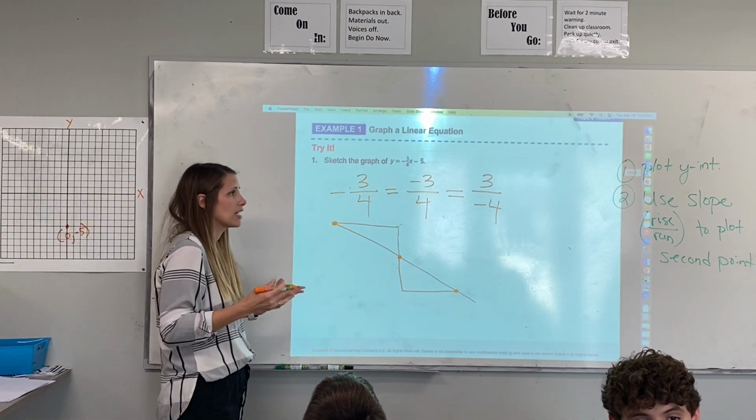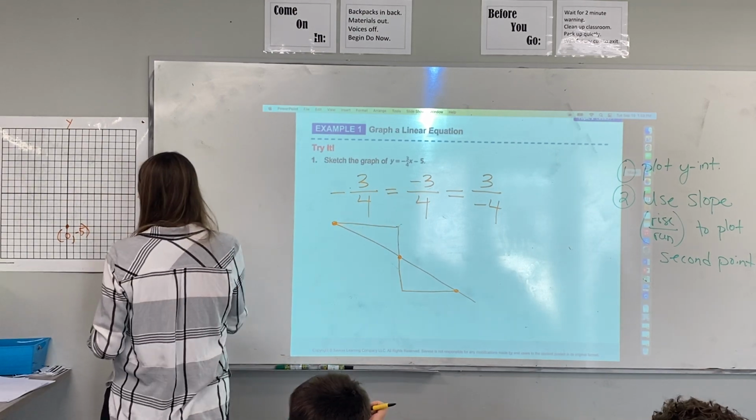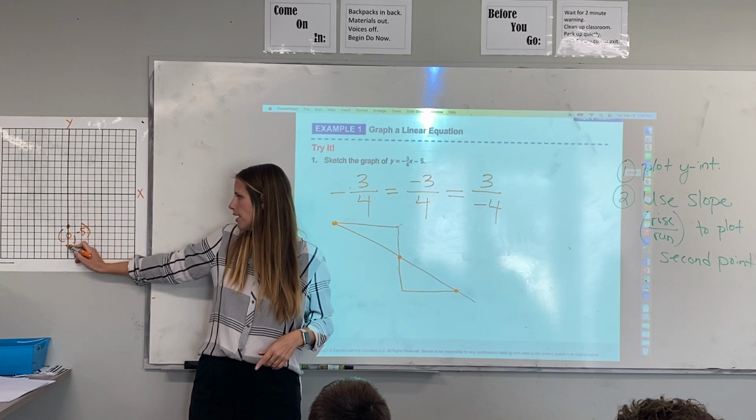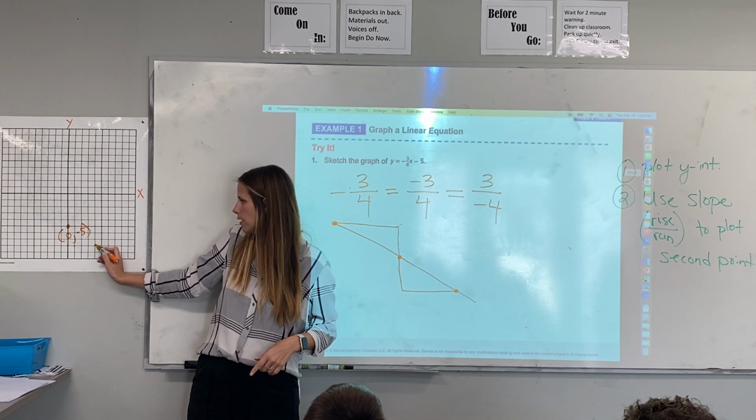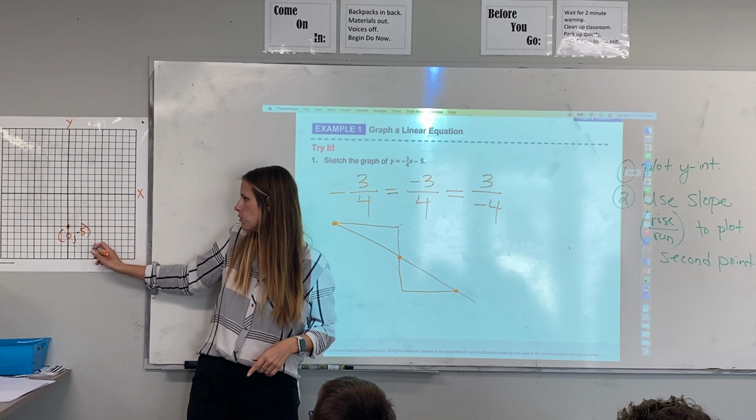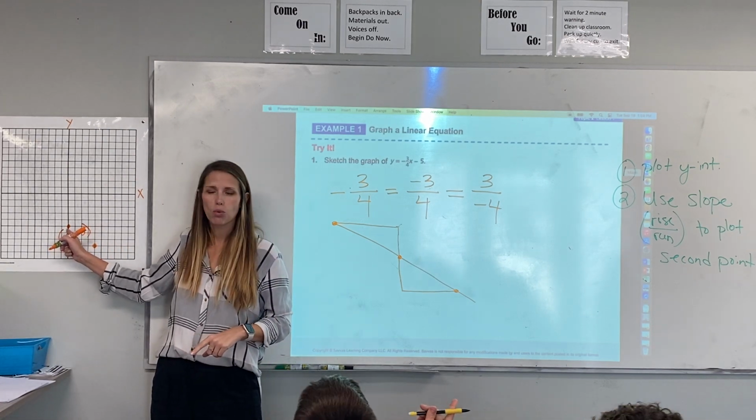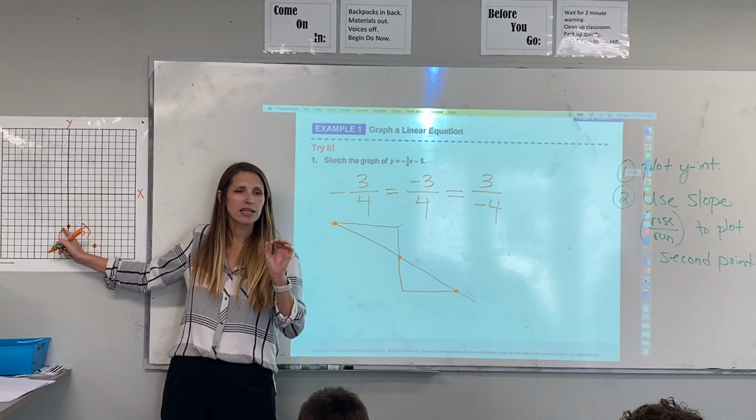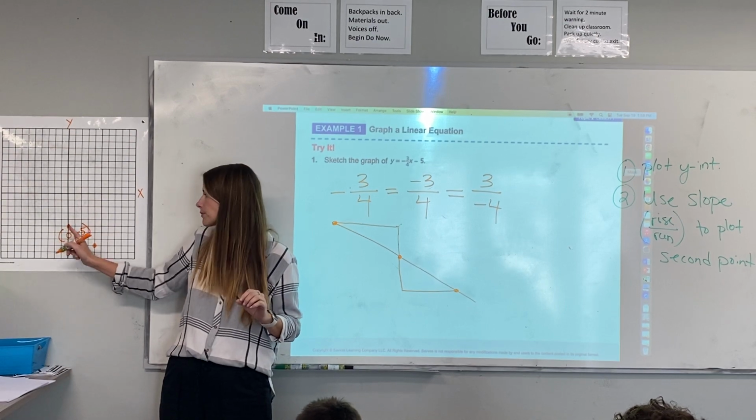And that's fine, it doesn't matter. I still have enough room, I could go down 3 and over 4. Watch. Down 1, 2, 3, and over 4 to the right. 1, 2, 3, 4. You have to start at the y-intercept. Remember, that's step 1. Step 1 is the y-intercept. Step 2 is plotting your next point using your slope, okay?